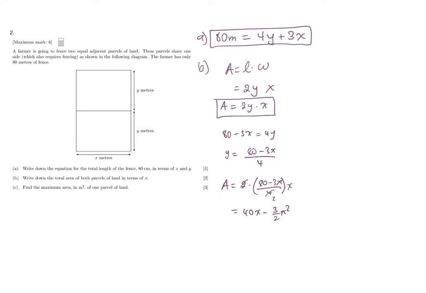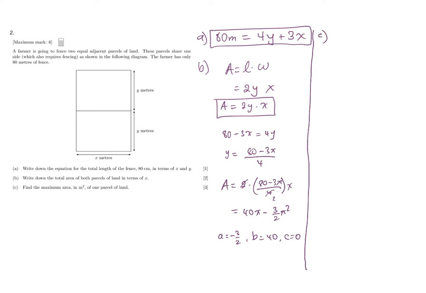This is the equation of a parabola with leading coefficient minus 3 over 2. The coefficient b is 40 and the coefficient c is 0. And identifying these coefficients is very useful to me because I know that the maximum that I'm going to use for question C is going to be found by looking at where the vertex is.